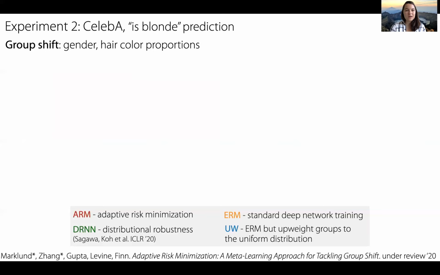Okay. On our second experiment, we look at the CelebA dataset, and in this case, the task is to predict the is blonde binary attribute, and the group shift will correspond to both gender and hair color proportions. In the original dataset in CelebA, there's actually a spurious correlation between gender and hair color, and so we want to be able to study situations where at test time that spurious correlation may be different, and the proportion of gender and the proportion of hair color may be different than what you saw during training.